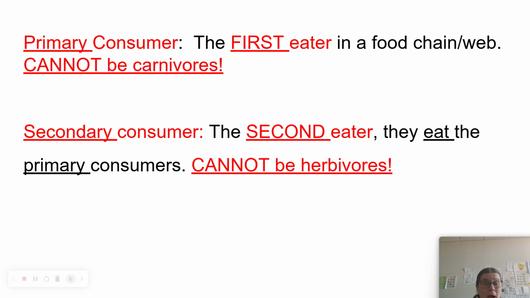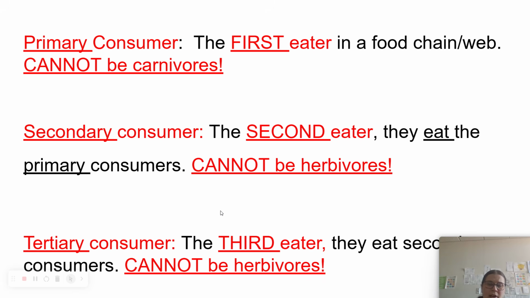They could be omnivores, right? They can be omnivores, but they for sure cannot be herbivores. So once you leave this first level, no more herbivores. They're either omnivores or carnivores. So the second eater eats other consumers, eats meat. So it is either going to be a carnivore or an omnivore. Cannot be herbivores in this level. Herbivores are only in that first primary because they only eat producers.